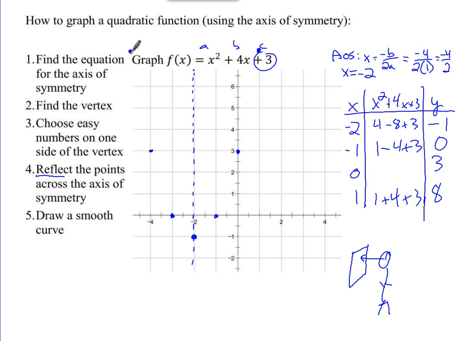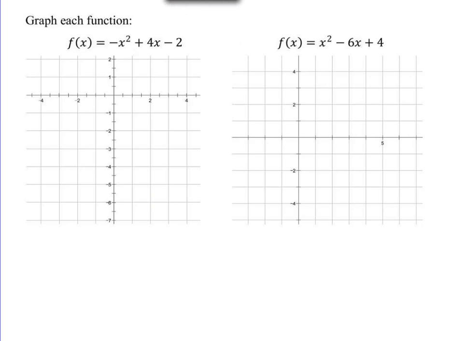So now we draw in our smooth curve for our parabola, hopefully going through all of our ordered pairs. As I missed that one right there and that one right there, I shouldn't have. You should be drawing that parabola all the way through all of your ordered pairs. That's the answer. Draw a smooth curve. You're done. So let's take a look at this one on the left here.